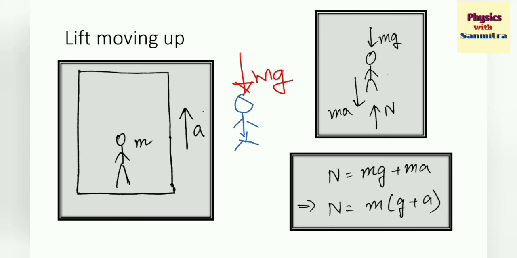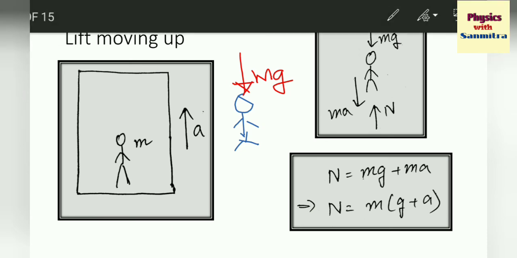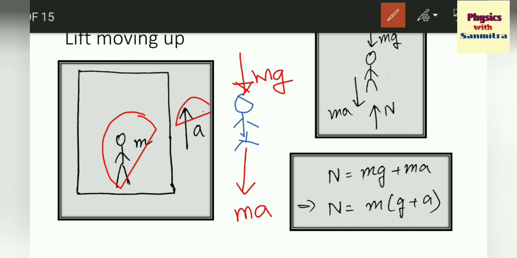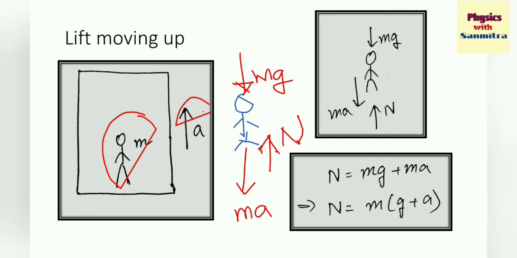This person is inside the lift. So he will not know whether the lift is going up or not. He will experience another force, that is m into a, in the downward direction. And there will be a normal reaction from the ground because he is touching the surface of the ground, so there will be a normal reaction. So I have drawn the same free body diagram here in a neat fashion.